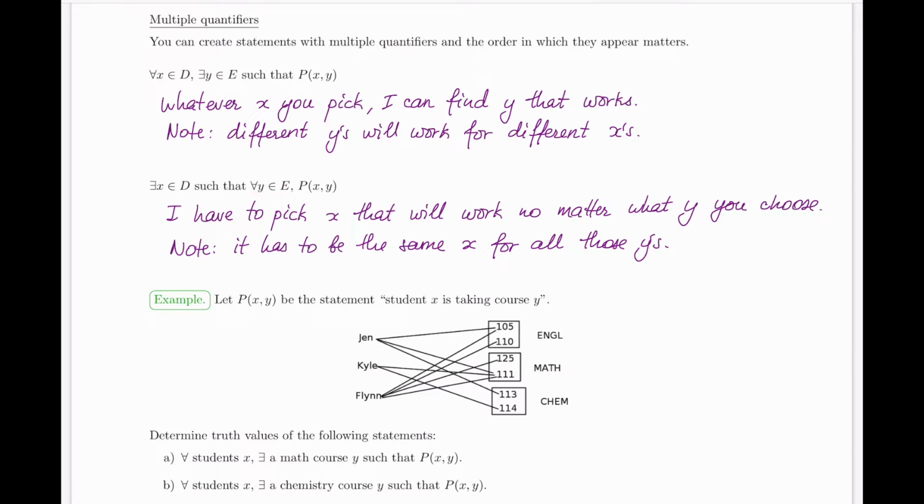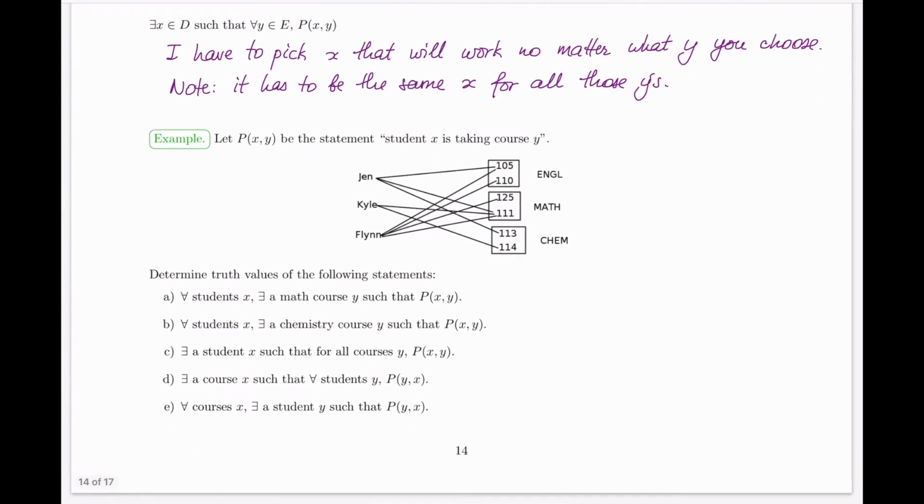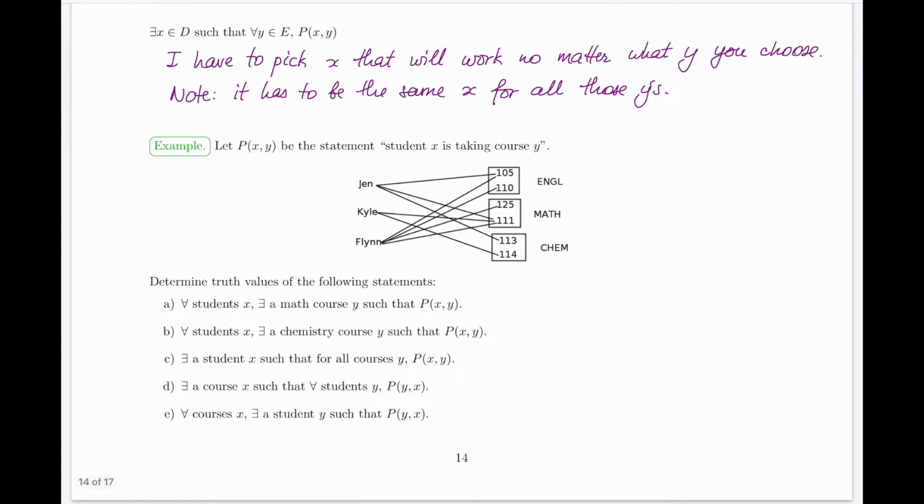Now, this is still a little abstract and theoretical. Let's take a look at the example, where hopefully this is going to be a little bit clearer. So here we have 3 students, Jen, Kyle, and Flynn, and they're taking a bunch of different courses. If there is a line, for example, between Jen and English 105, it means that Jen is taking that particular course. Now, we're going to, first of all, try to think of how we can transform this diagram into a statement, and here's how we're going to do it.